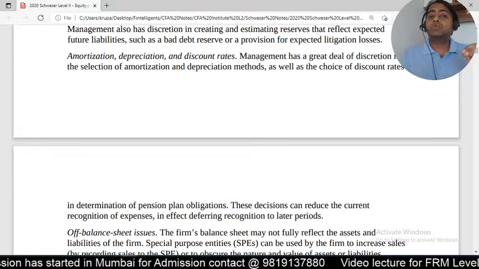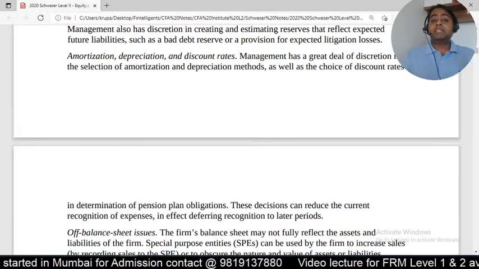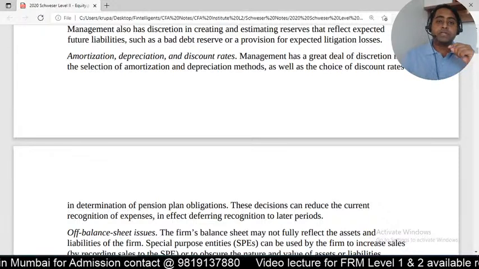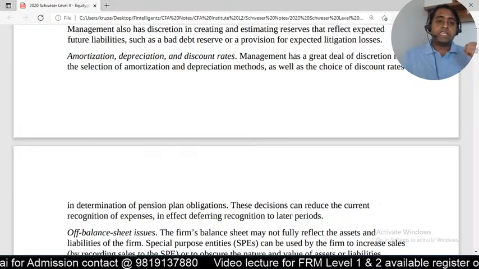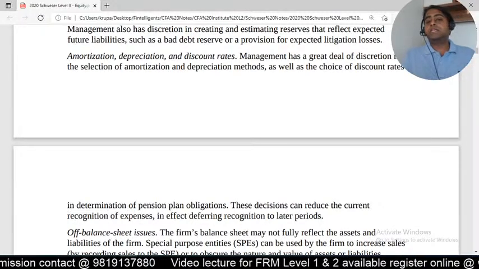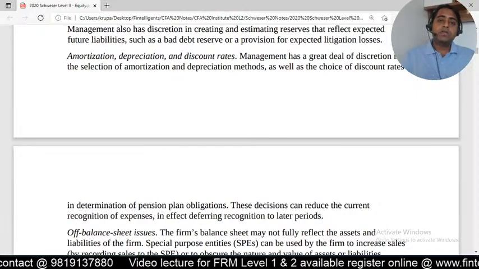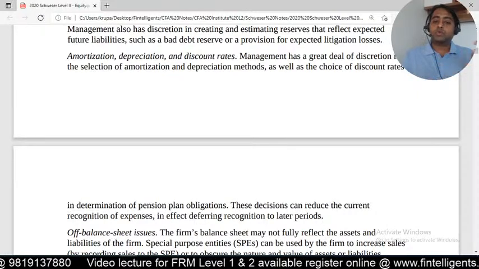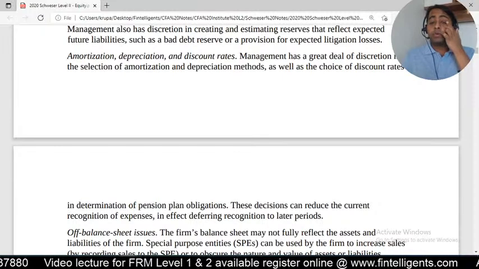So if you're an analyst, you should be very cautious. Has the company changed the way of calculating the depreciation recently? Right, because as per financial reporting, if you're changing the depreciation methodology, you have to show the retrospective impact also in many cases.